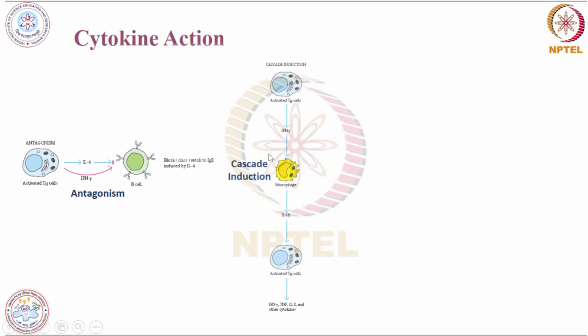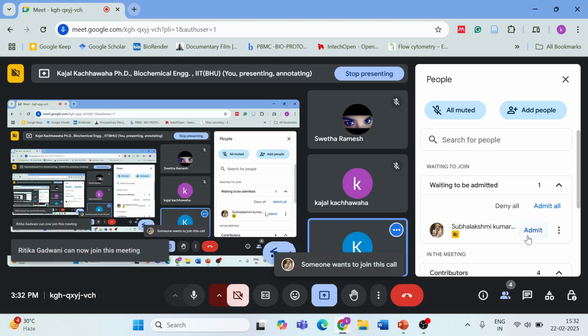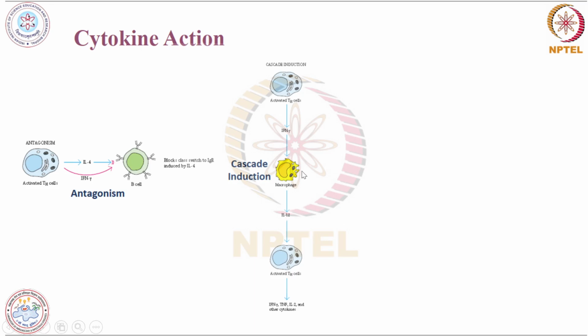There is one more action of cytokine, that is cascade induction. Cascade is like a chain reaction. So one cytokine will trigger a chain reaction. So what is happening here in this example, in the case of cascade reaction? T helper cells, that is the activated TH cell, release interferon gamma, which activates the macrophages. And this activated macrophage will then release interleukin 12, which will activate even more T helper cells. And these T helper cells will again release more interferon gamma, TNF, interleukin 2, and other cytokines.